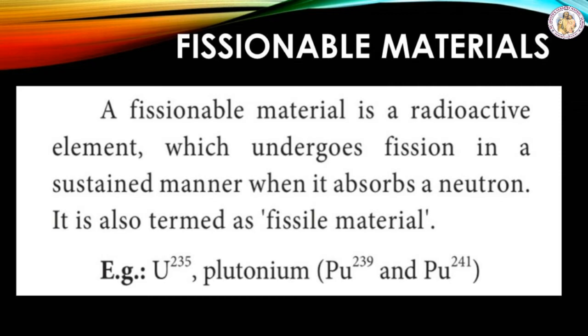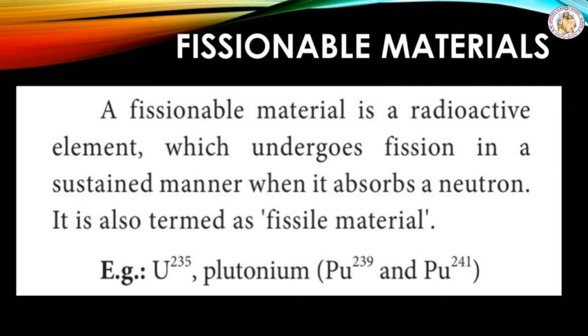Fissionable materials. A fissionable material is a radioactive element which undergoes fission in a sustained manner when it absorbs a neutron. It is also termed as fissile material. We already know what fission is. In nuclear fission, a heavier nucleus is split up into two lighter nuclei, and at the same time it releases a large amount of energy and a few neutrons. That is called fission.